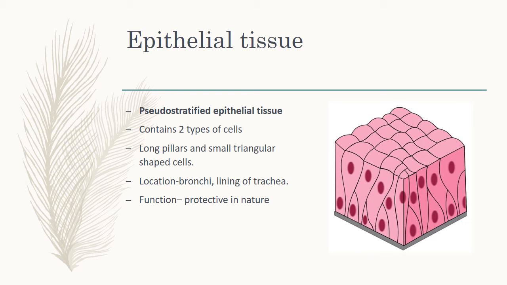The fifth type is pseudostratified epithelial tissue. It contains two types of cells, that is, long pillar-like cells and small triangular shaped cells. They are found in the bronchi and lining of the trachea. They are protective in nature. In the figure, we can observe that there are two types of cells: one is long pillar-like cells and the other one is small triangular shaped cells.